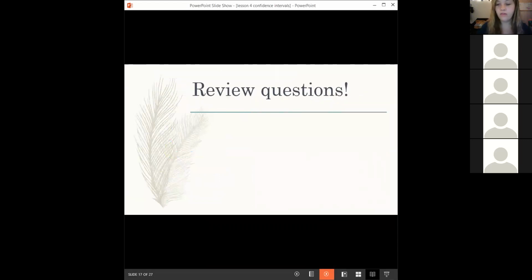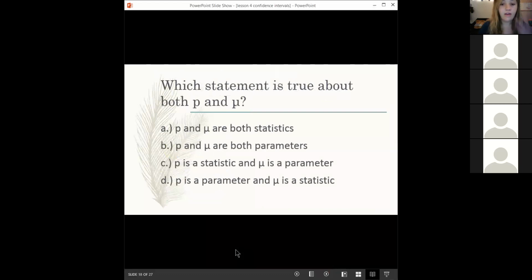Ooh, we're already at review questions. Crazy. Okay, this question is just to review those symbols and make sure you understand the difference there. Which of these statements is true about both p and mu? Go ahead and read through these and let me know what you think, and we'll review it then.